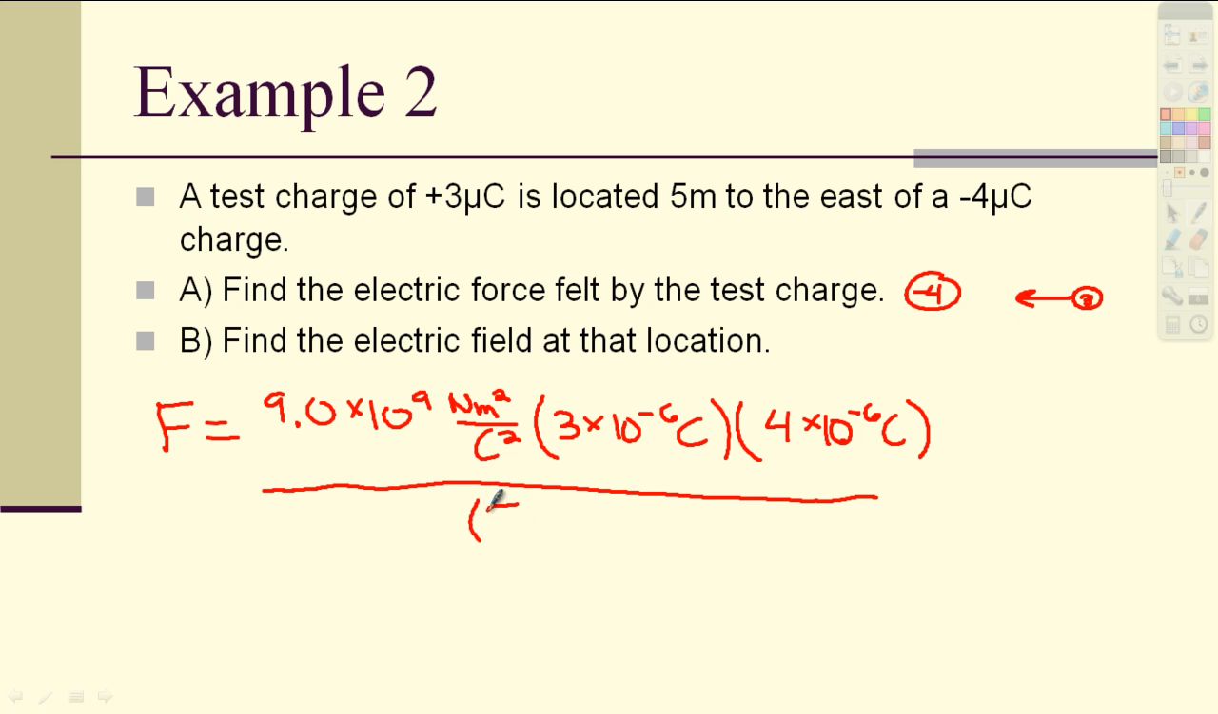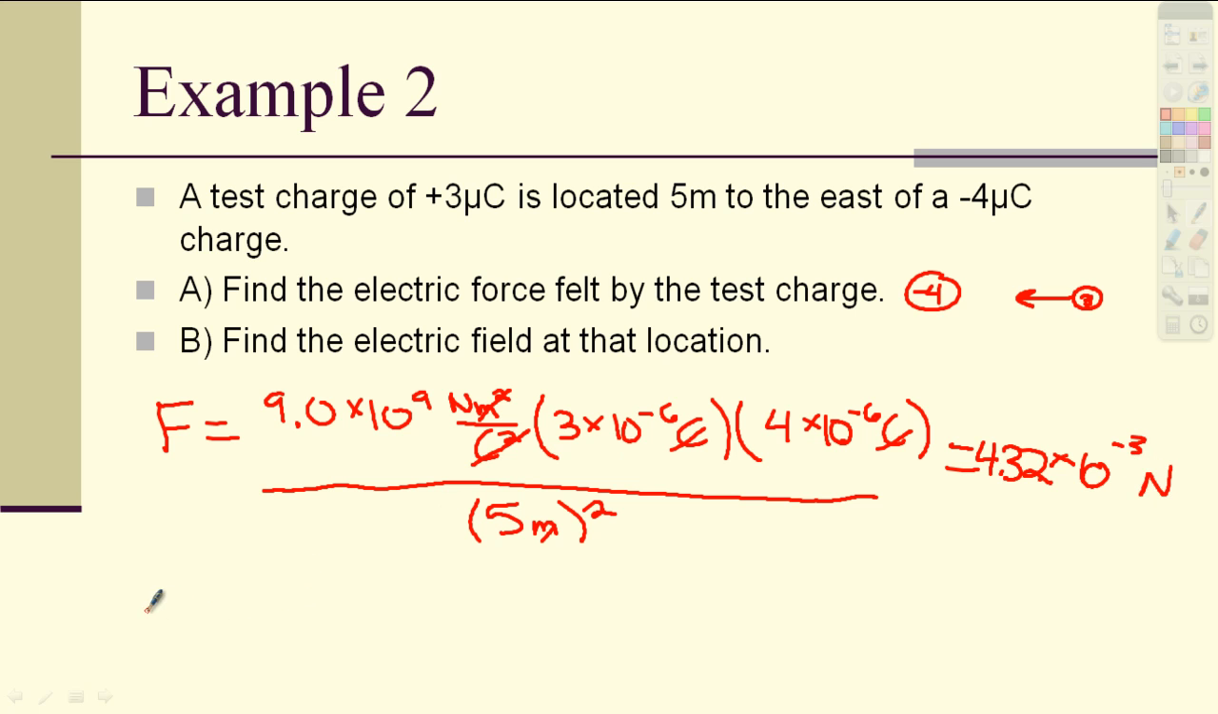Over R squared, which is 5 meters squared. So you can see that the units are going to cancel out. These coulombs squared are gone with both these coulombs. That meters squared is going to cancel out with our meters squared. We're left with newtons for our force, which is good because newtons are force units. And you get 4.32 times 10 to the minus 3 newtons.